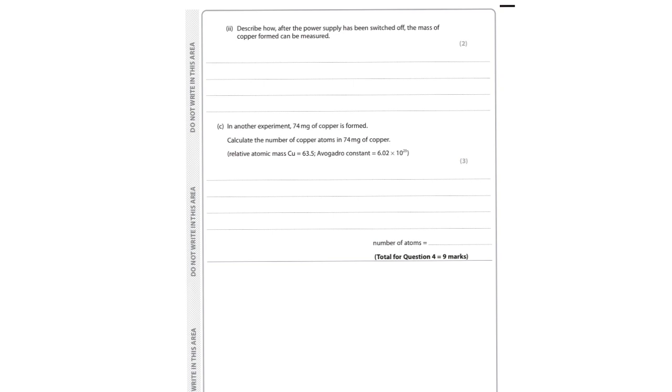Part 2 says, describe how, after the power supply has been switched off, the mass of copper formed can be measured. Well, lots of you said scrape the copper off, and you didn't do that. This was a core practical, and what you did was you weigh the electrode before, and you weigh the electrode at the end, and you subtract one from the other, and that gives you the mass of copper on the electrode. Now, before you do that, you need to dry the electrode, and you did that by dabbing it with a paper towel. So the first mark was for saying dry the electrode.